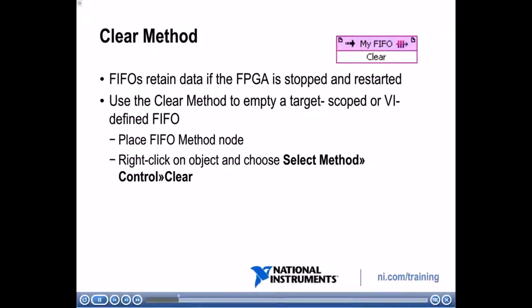Okay, so one thing I want to bring up about FIFOs. FIFOs retain data if the FPGA is stopped and restarted. Okay, so between stops and restarts, that FIFO is still going to retain its data. So usually that's not the behavior you want. Usually you want to start off with an empty FIFO when you're starting your FPGA VI. So if this is the case, then it would be good for you to use the clear method inside your FPGA VI. Okay, so when you use the clear method, it'll automatically or programmatically clear that FIFO. The way that you would get to the clear method is you would place down a FIFO method node, and then you can right click on it and then select method, control, and then clear.